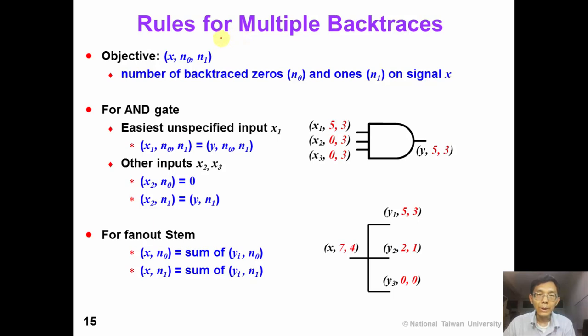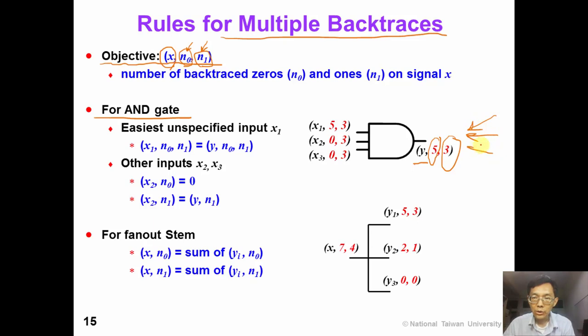However, things become more complicated when we have multiple backtraces. There is more than one objective value. For a signal X, we can have a different number of zeros and ones required. Suppose that N0 represents the number of zeros required, and N1 represents the number of ones required. So we need to handle this objective when we perform multiple backtrace. For example, suppose for this AND gate output Y, we need 5 zeros and 3 ones. They are coming from different sources.